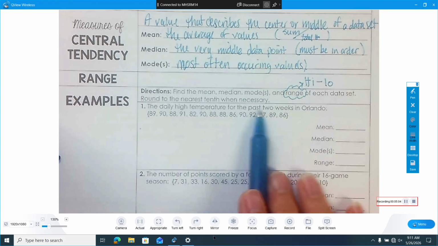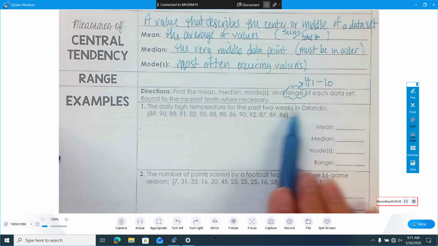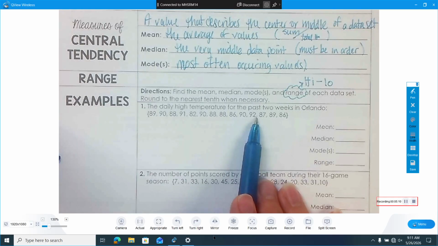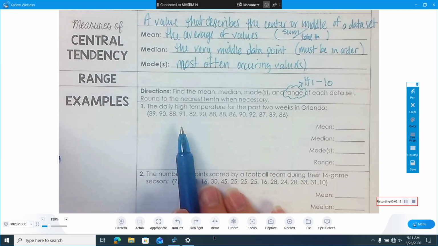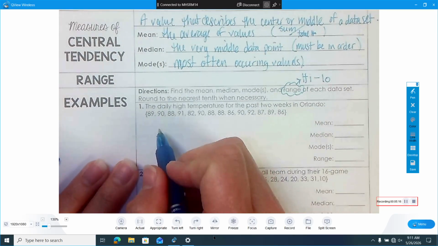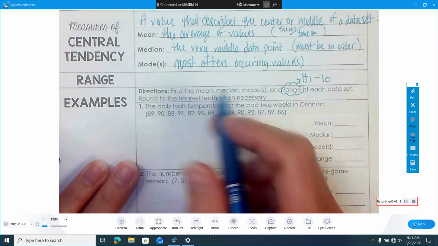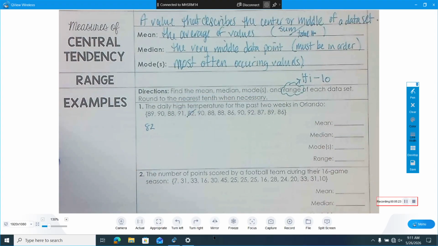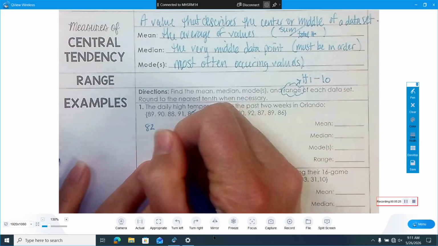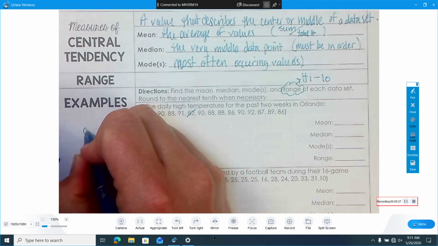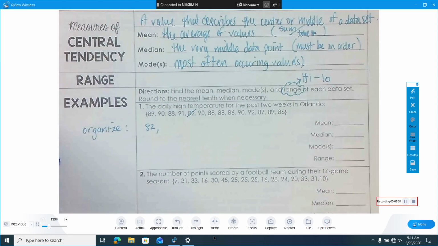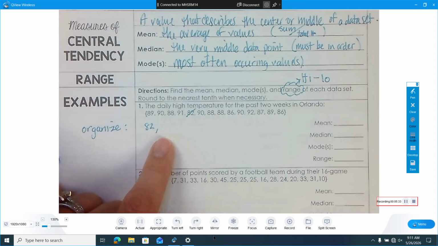Daily high temperatures for the past 2 weeks in Orlando, Florida. What should we do with this data? Put it in order. Absolutely always a good idea to start by putting it in order. So I'm going to go ahead and do that. It looks like my lowest is 82. So when you put things in order, make sure you cross them off as you go. I think it's always important to organize your data first.